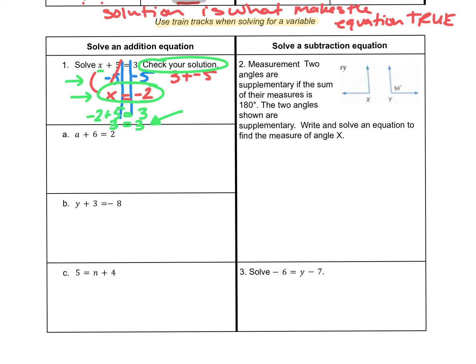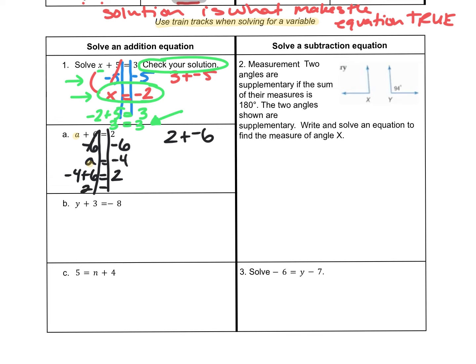So we have a number plus 6 equals 2. Train tracks first. Understanding properties of equality and inverse operations. I'm going to subtract 6 to make 0. Left with A. Same thing on the other side. 2 minus 6, that's like 2 plus a negative 6, which is negative 4. Plug that in. Plug in A for A. Check your solution. So we have negative 4 plus 6, plug it into the original, equals 2.